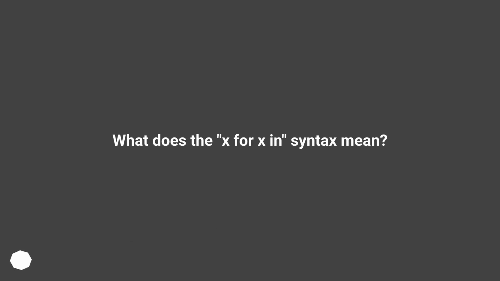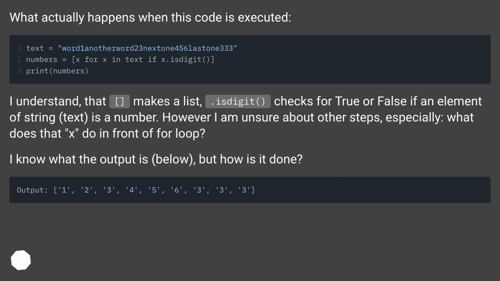What does the "x for x in" syntax mean? What actually happens when this code is executed? I understand. That makes a list.